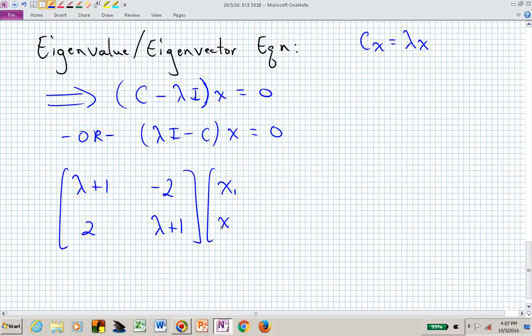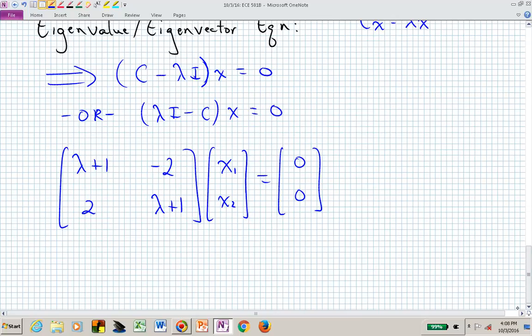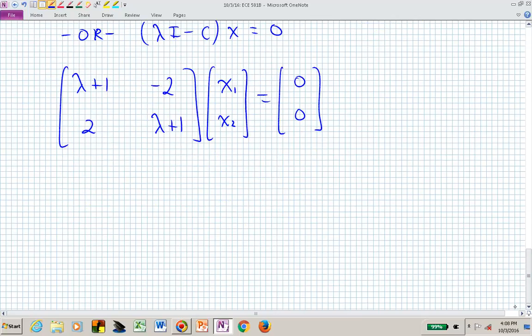That now is multiplied by a 2-dimensional vector x sub 1 and x sub 2, and we want those values of lambda and x's to produce a 0 vector. And really, this eigenvector is living in the null space of that matrix, lambda I minus C. That's the definition of null space, is that it maps us to the 0 vector.